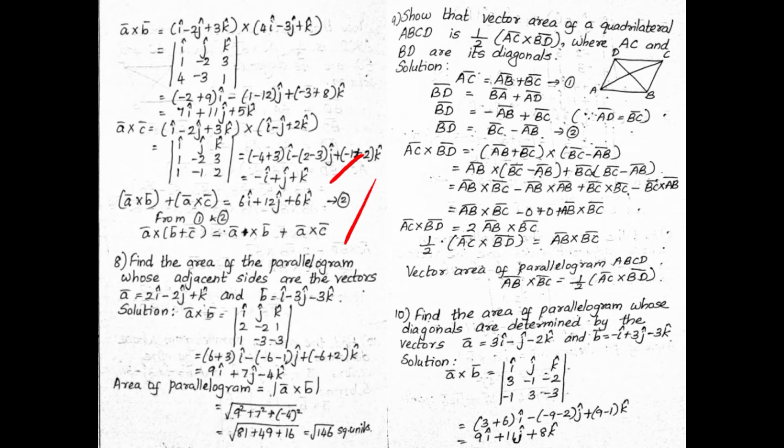Eighth problem, find the area of the parallelogram whose adjacent sides are the vectors a vector is equal to 2i minus 2j plus k, and b vector is equal to i minus 3j minus 3k.